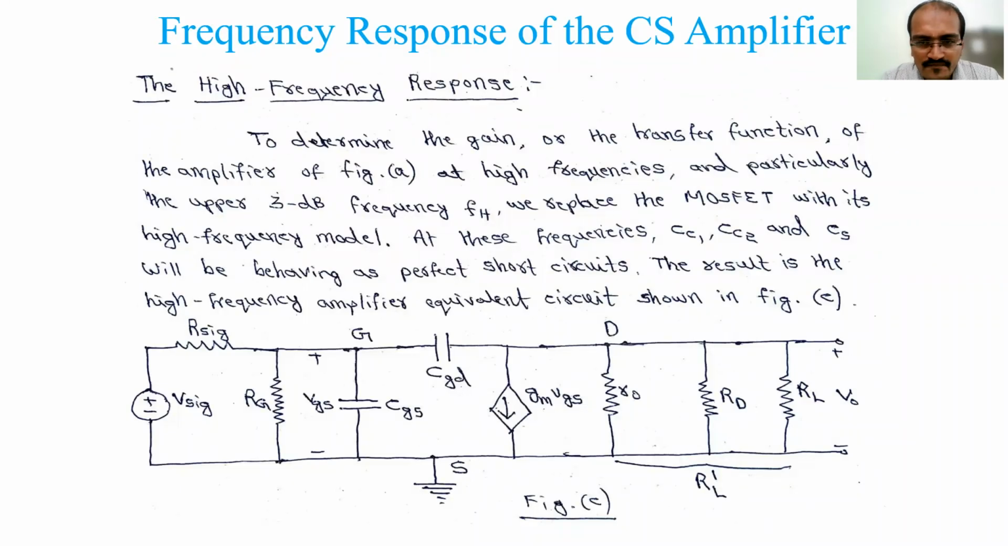Good morning, all. In the last class, we started off with the discussion of frequency response of the MOSFET common source amplifier. We showed the three frequency bands on which the amplifier works: the low frequency band, mid band, and the high frequency band. Now we are able to derive the high frequency limit, that is FH.